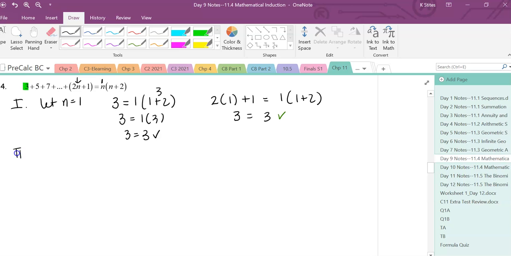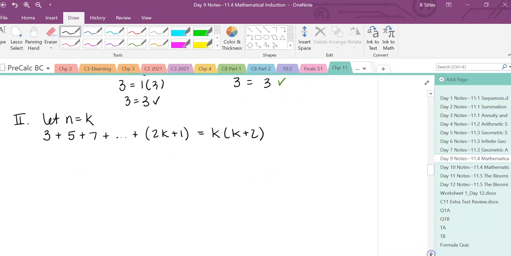Condition 2. We are letting n equal k. And again, all that means is you are rewriting everything, but instead of an n, you now have a k. All right, and now we are going to prove true for k plus 1.